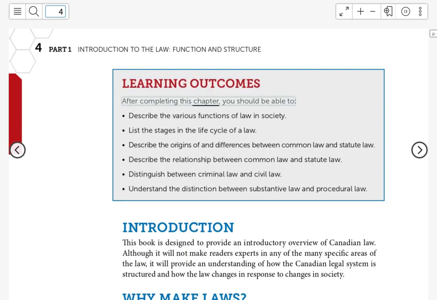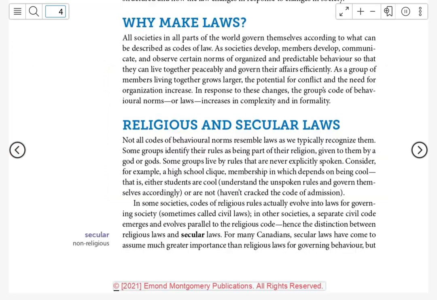Learning outcomes. After completing this chapter, you should be able to describe the various functions of law in society. List the stages in the life cycle of a law. Describe the origins of and differences between common law and statute law. Describe the relationship between common law and statute law. Distinguish between criminal law and civil law. Understand the distinction between substantive law and procedural law.